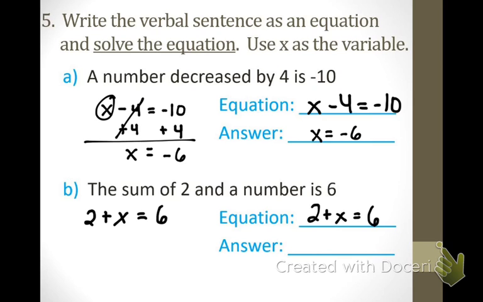What's not allowing my variable to be alone? The 2. What's the opposite of plus 2? Minus 2. What I do to one side, I've got to do to the other. These 2 cancel out, and I'm left with just the x on the left side. And what is 6 minus 2? 4. So your correct answer is x equals 4.